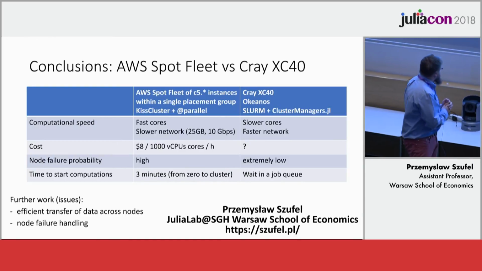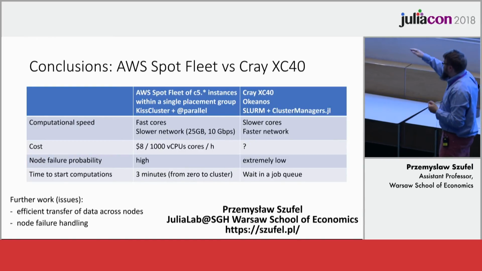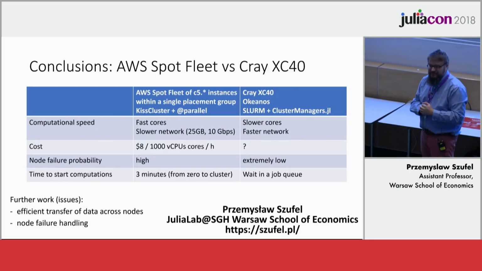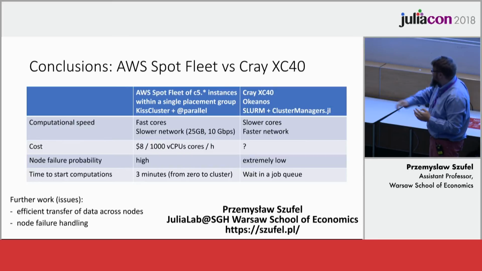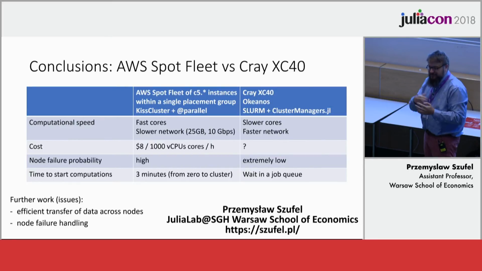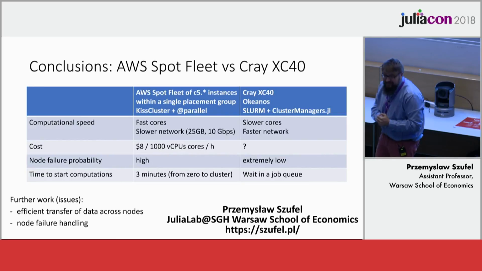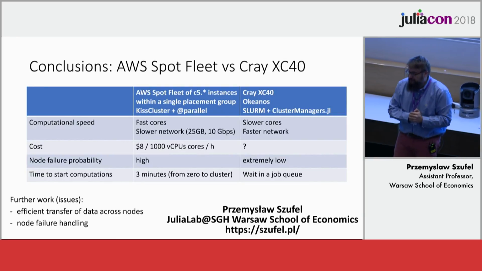So one issue I've come across, and maybe this MPI presentation would be a solution, and it might be interesting to rerun those experiments, is efficient transfer of data across nodes. I've seen it sometimes take too long, and I just put it down to node failure handling. That concludes my presentation. Thank you very much.